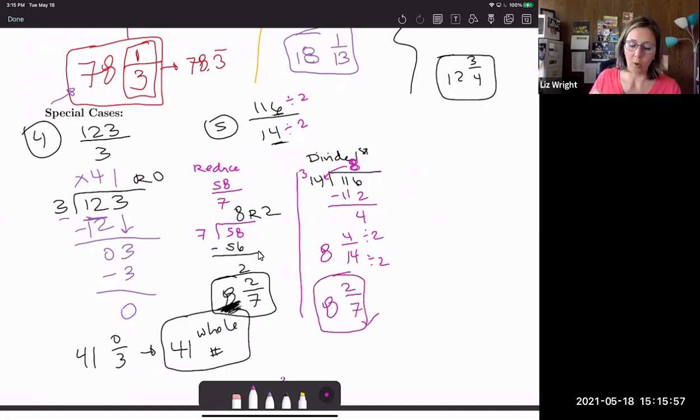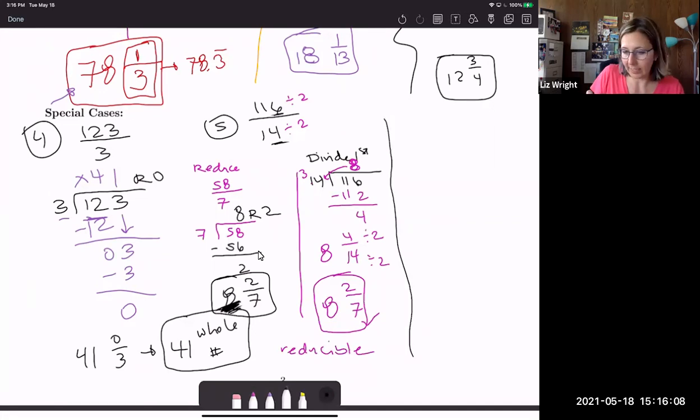Check, check. Why was this a special case? Because it was reducible, or you could simplify it if you'd rather say something like that. All right, last one, last special case.